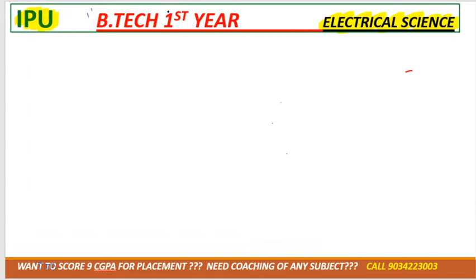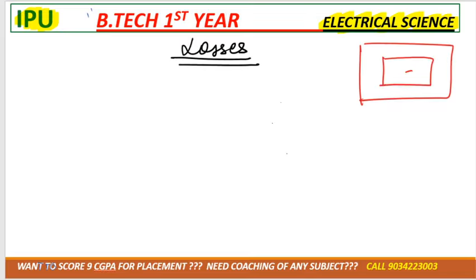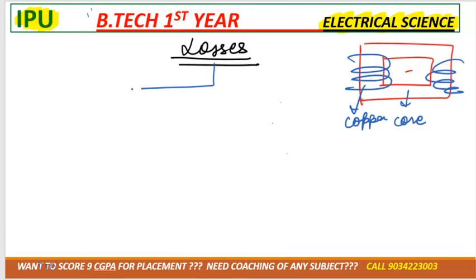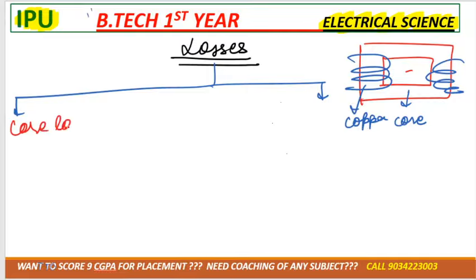Now see the next thing, that in the transformer we will have some kind of losses, right? As you can see, in the transformer we use only two things. One is the core material. Another thing we use is the winding, and that winding is of copper material, right? So losses are further divided into two categories. One is the core loss and another one is the copper loss, right? Core loss is denoted by Pc and copper loss is denoted by Pcu.